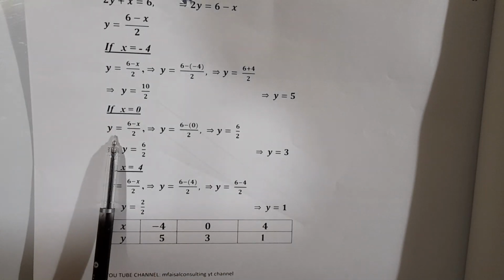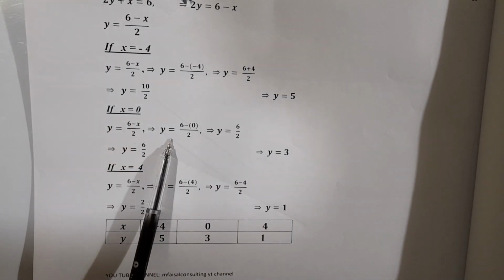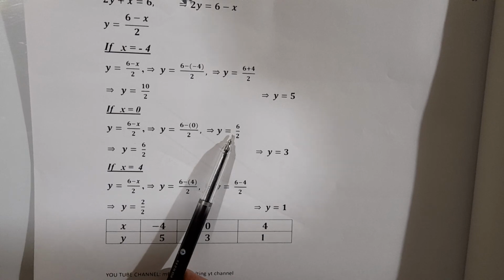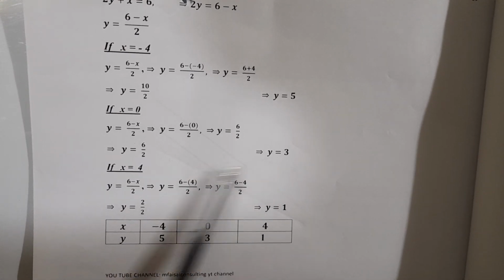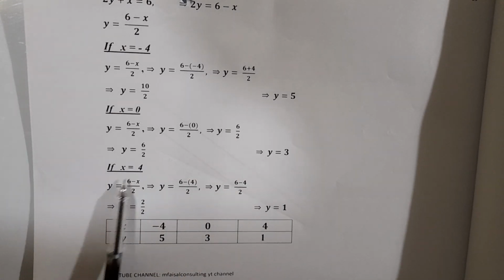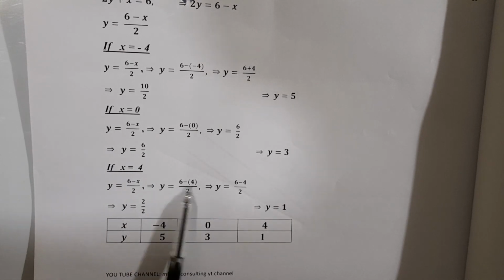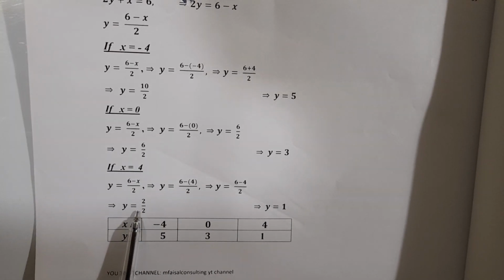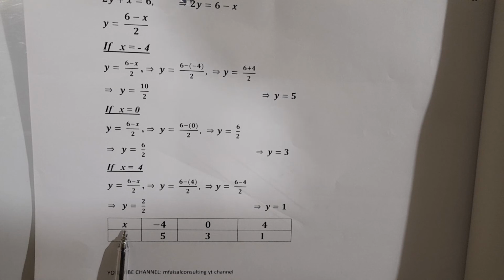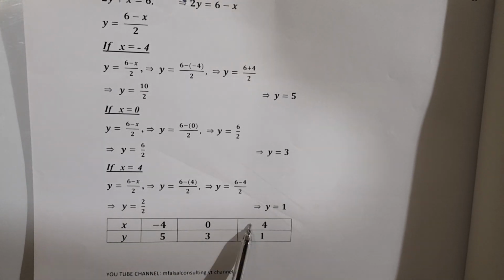If x is equal to 0, so 6 minus 0 divided by 2. So 6 divided by 2, y is equal to 3. So x was 4. Put the value of x as 4. 6 minus 4 is 2. 2 divided by 2 is 1. Complete the table. When x was minus 4, y was 5. x was 0, y was 3. x was 4, y was 1.